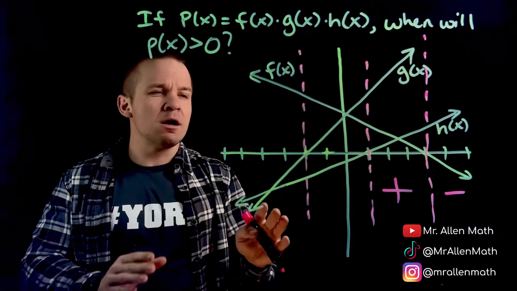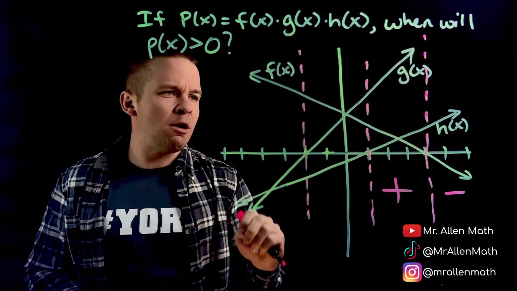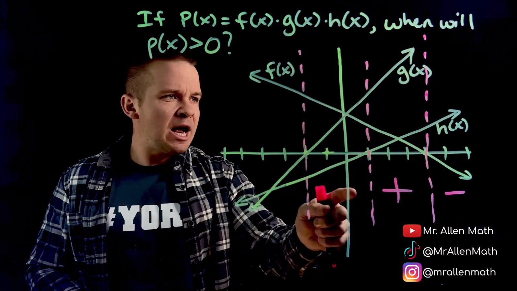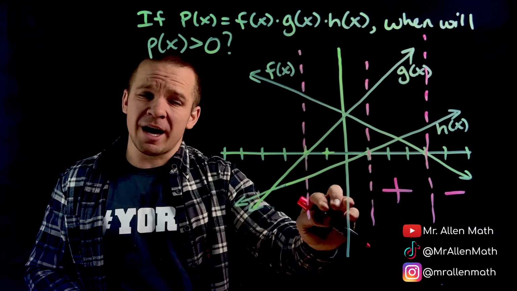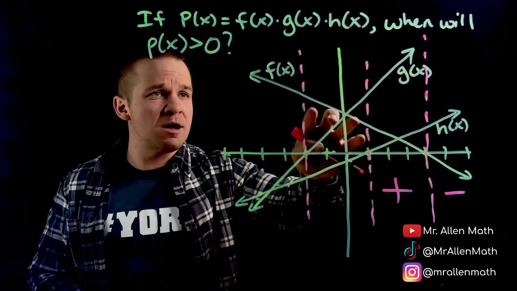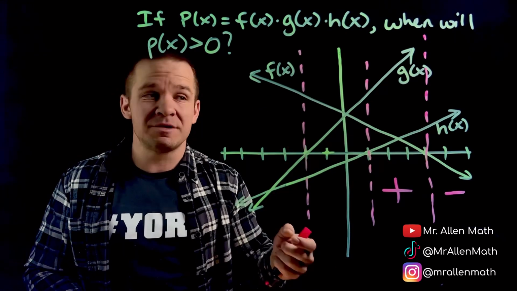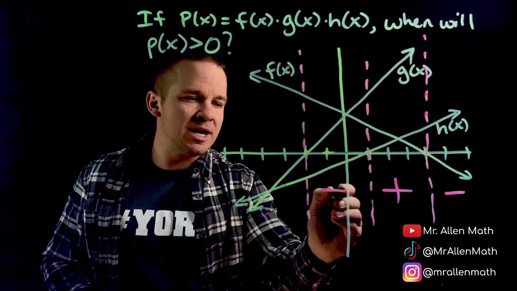Let's keep looking here. Going backwards, I guess. I don't know why I chose to go backwards, but we're doing it. All right, now in here. So in this area, I have my h of x function is below the x-axis, so that's negative. But the other two are above, right? G of x is up here, f of x is right here. So those two are above. This is a two positives times a negative situation. That's going to be negative overall.